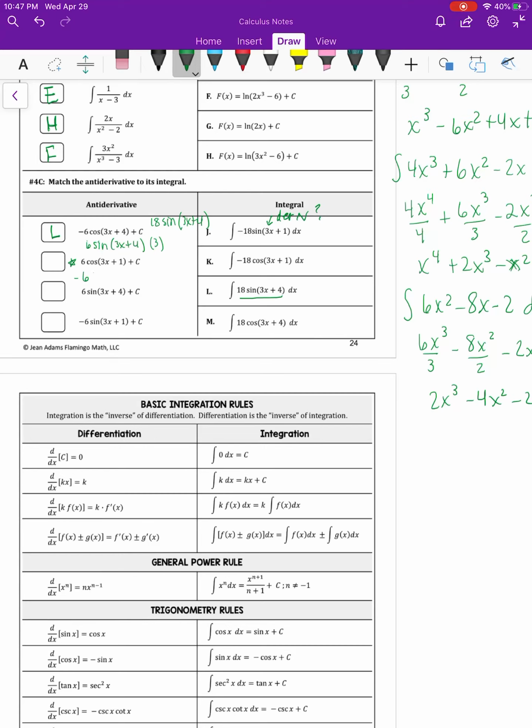And if I was taking the derivative of this next one, the derivative of cosine is negative sine. So this is going to be negative 6 sine of 3x plus 1 times the derivative of 3x plus 1. So that's going to give you negative 18 sine of 3x plus 1. So negative 18 sine of 3x plus 1, that's j.